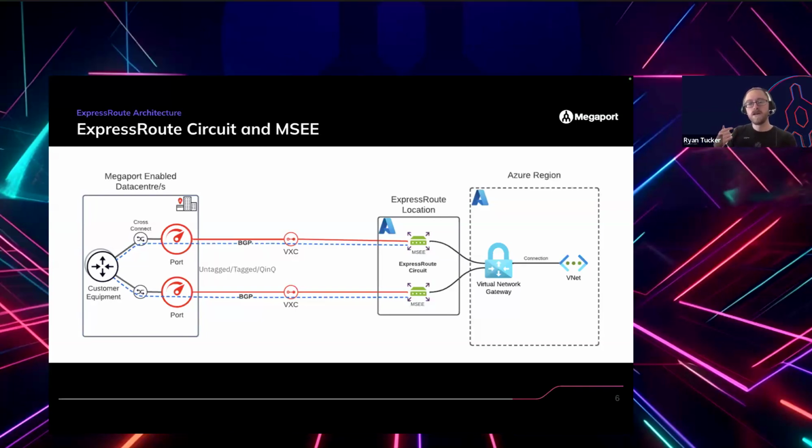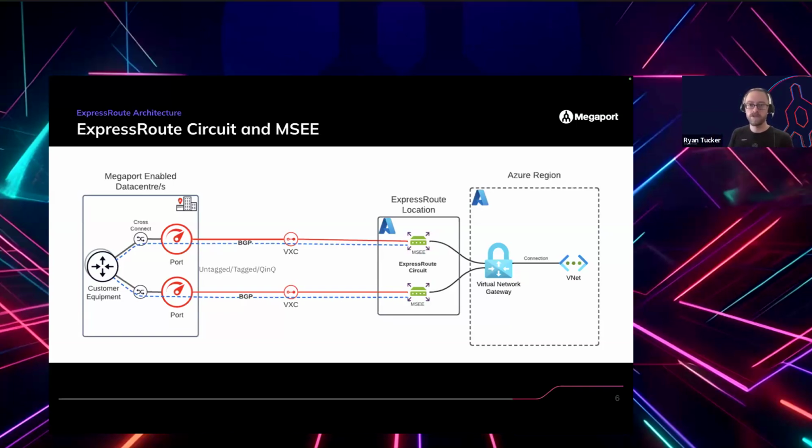So to look a bit deeper into the ExpressRoute components themselves, when you log into the Azure portal, you'll create what's called an ExpressRoute circuit. The ExpressRoute circuit exists at an ExpressRoute location, and that ExpressRoute location is associated with a particular Azure region. So the ExpressRoute circuit is not a single link. The circuit is actually two links.